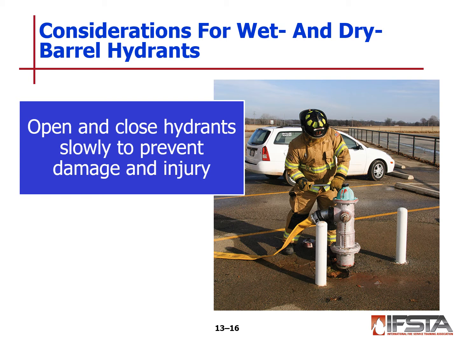Considerations for our wet and dry barrel hydrants: open and close the hydrant slowly to prevent damage and injury. So we know that water weighs a little more than 8 pounds per gallon. And if you think about it, especially when you're filling 4, 5, and 6-inch supply line, we've got a lot of water flowing there. Thousands of gallons flowing within a couple hundred feet, 300 feet of hose.